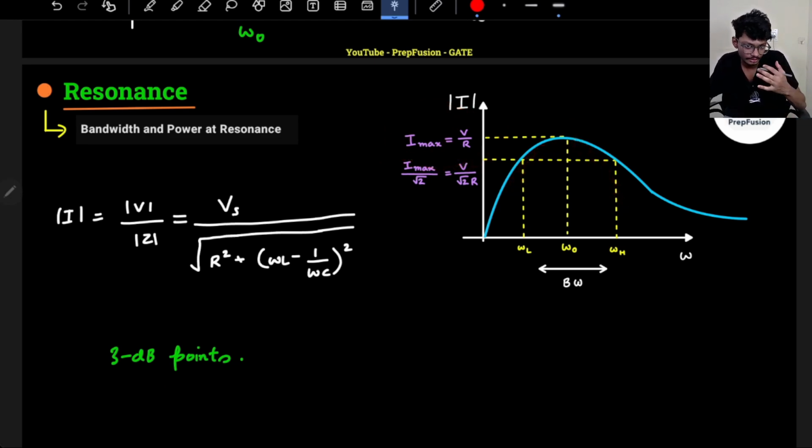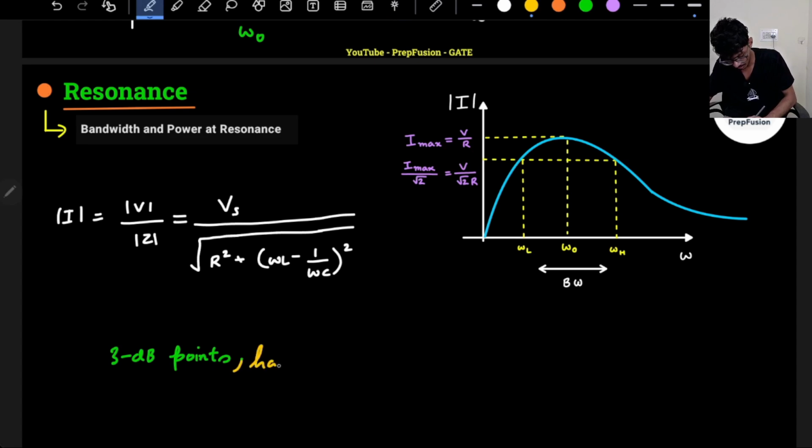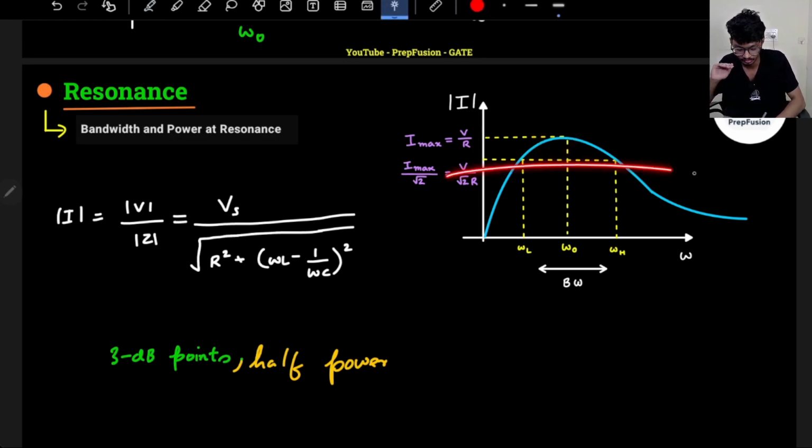So from the peak, if I multiply by 1 by root 2, 1 by root 2 is a very, very important number. Why? I will discuss. If I multiply by a factor of 1 by root 2, the points at which the current is 1 by root 2 times the peak value are the 3 dB points, also known as the half power points. As the name suggests, we get half of the maximum possible power that I used to get in resonance. So these will be my half power points basically.